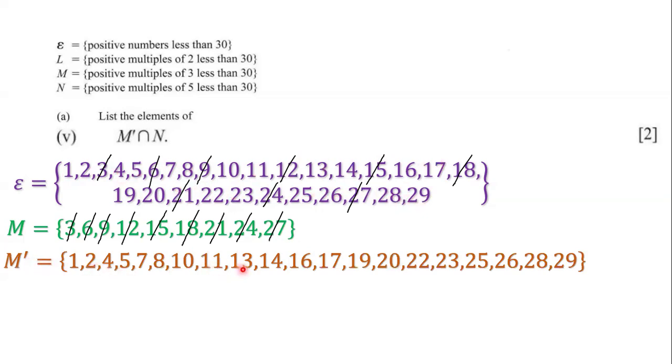Now, what are the elements of set N? Well, set N is equal to positive multiples of 5 less than 30. So it's going to be 5, 10, 15, 20, and 25.